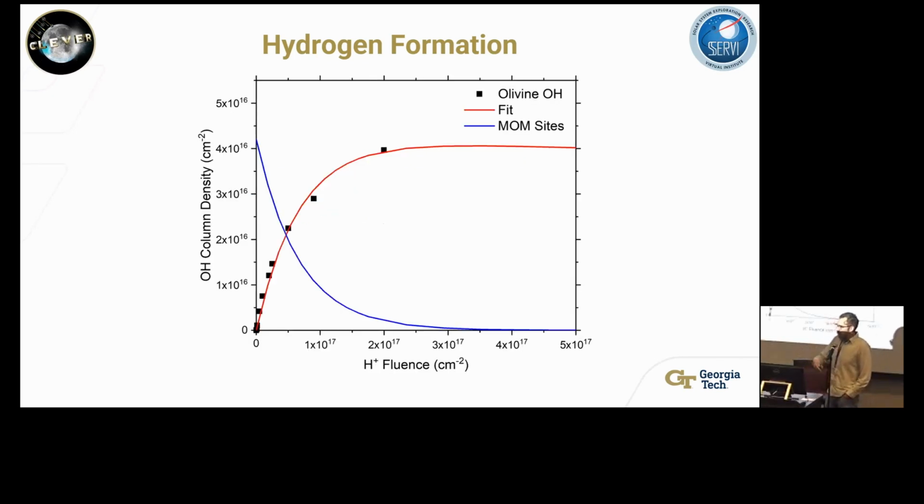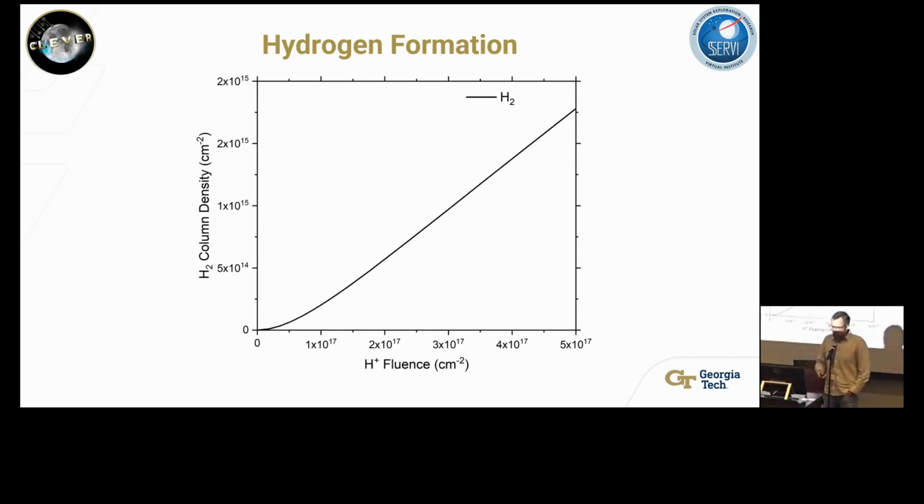So I took that kinetic model and I fit it to Michael Scheibel's data. I'm sorry, I forgot the reference, but he irradiated some olivine, measured the OH column density, and saw an increase as a function of total fluence. And so that's what you see in the black squares there, his experimental results. The red line is a fit. The blue line is just a decrease in what I call precursor sites, or generically the MOM sites.